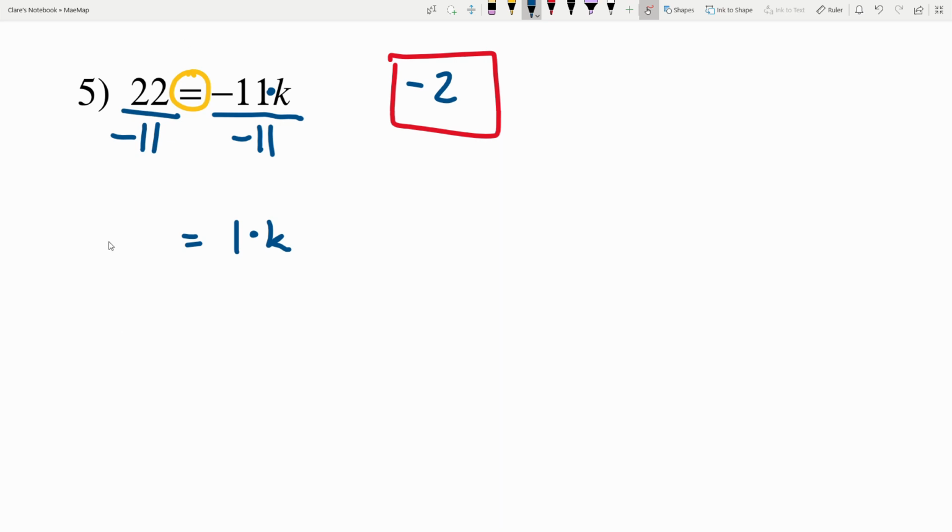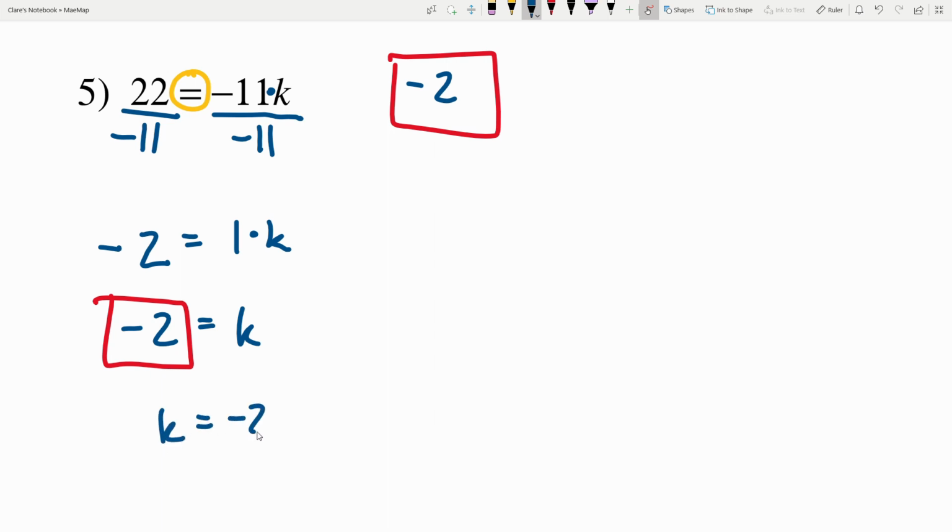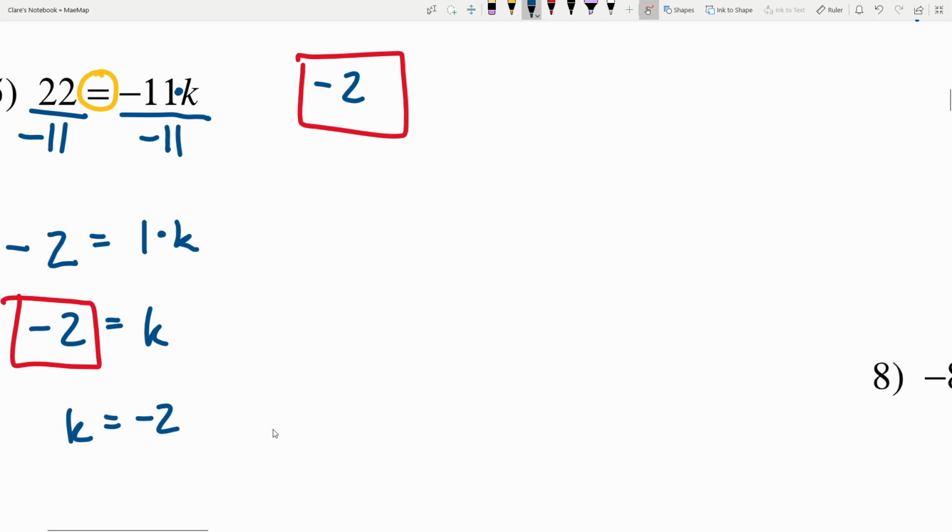22 divided by negative 11 is a negative 2. So negative 2 equals 1 times k, so negative 2 equals k. And usually we always put the variable on the left, so if you want to say k equals negative 2, that's perfectly fine. Let's move on to number 6.